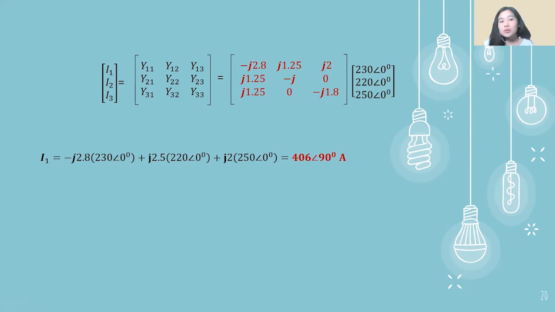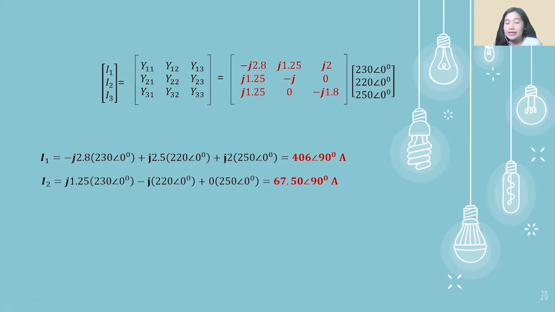Okay? Next, to complete it, we need to solve two more because we have 3 components of our admittances. Okay, next is J1.25. J1.25 is in V2. The value of our V2 is 220. So multiply it, another partial part of our I1, or another partial current. Next stop is our J2. This J2 is in V3. So V3 is 250 at an angle of 0, multiplied by that. And now adding all of this will give us our first current. And doing the math, we are now resulting in 406 at an angle of 90 degrees amperes.